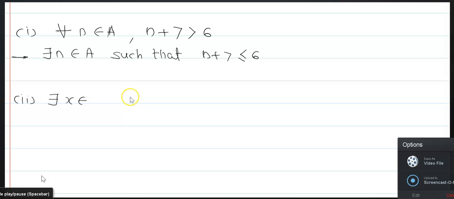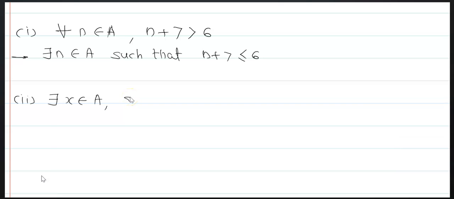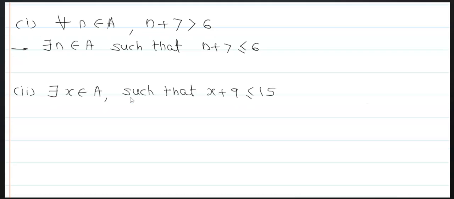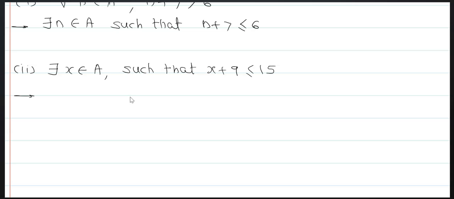Now the next question. There exists x belongs to A such that x plus 9 is less than or equal to 15. Its negation is, for every x belongs to A, x plus 9 is greater than 15. This is the negation.